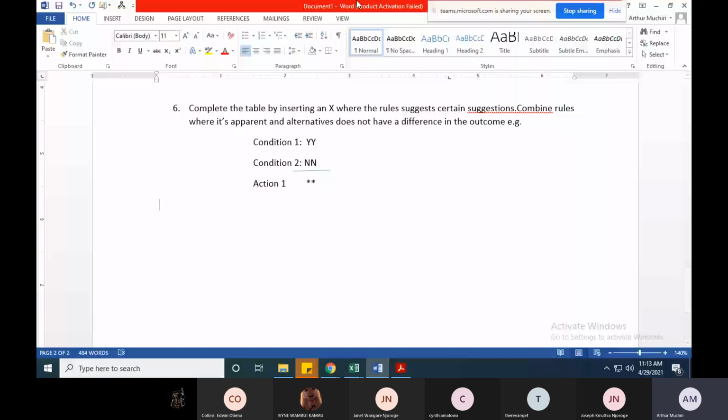The next one, number 7, another thing that you do: check the table for any impossible situations, contradictions, and redundancy.